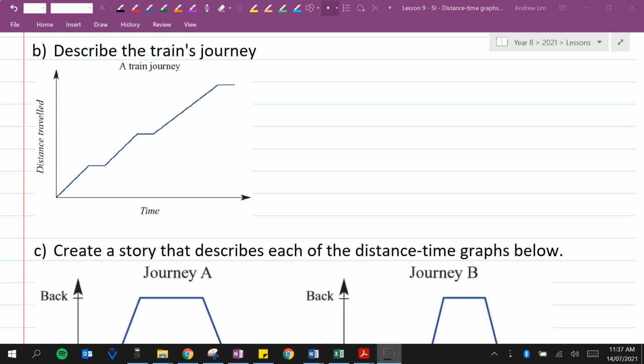Let's go through the next question, which I don't think you have in your worksheets, but that's okay. I'll just write down some notes here. We want to describe the train's journey. We can see that it leaves a particular station. Let's call this A, B, C, D, E, and F. It leaves the station, arrives and stops at another.